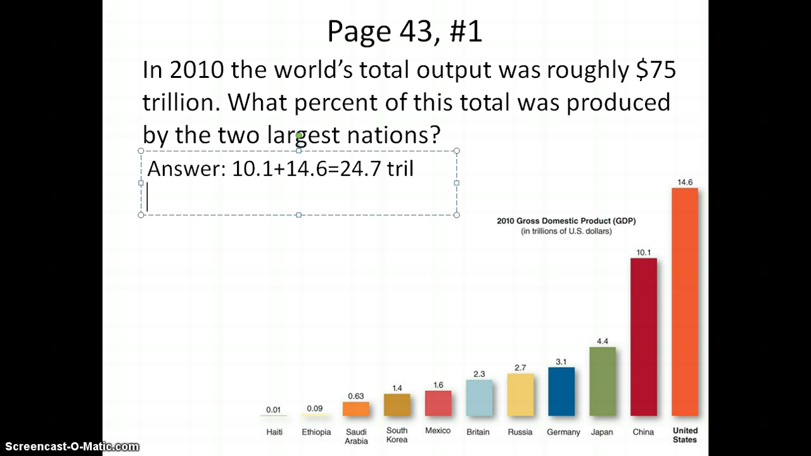But we want to know what it is as a percentage of the total amount produced by these nations. So if we want the fraction of the whole, that means we're going to have to take the amount for our 2 nations and divide it by the 75. Now both of these are in trillion, which is nice, because that means it cancels out and we don't have to deal with all those zeros.